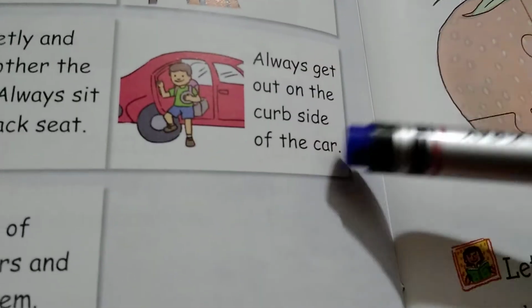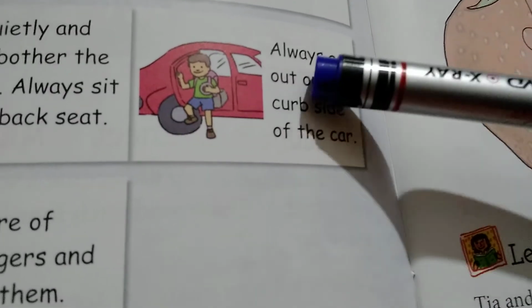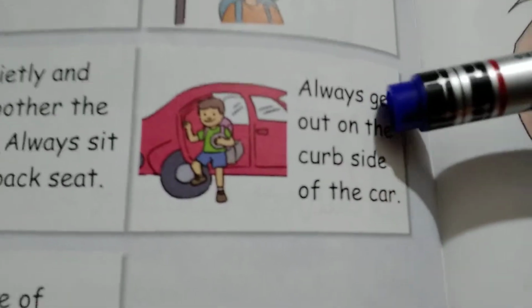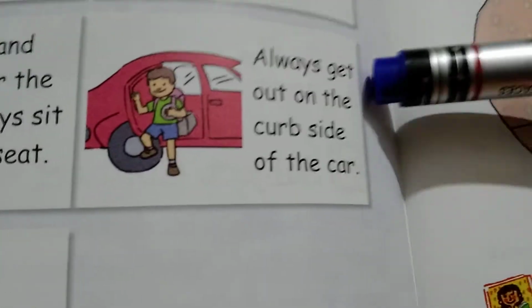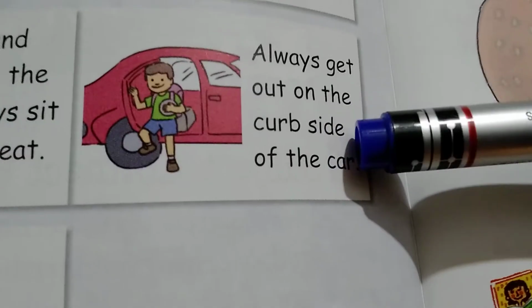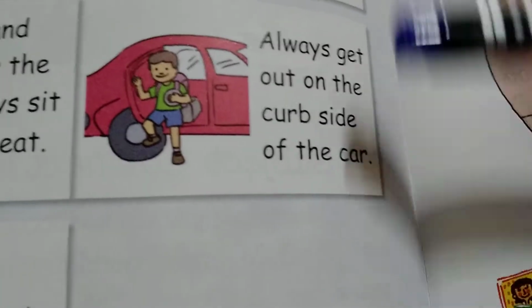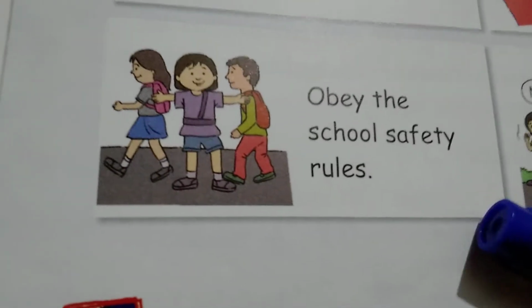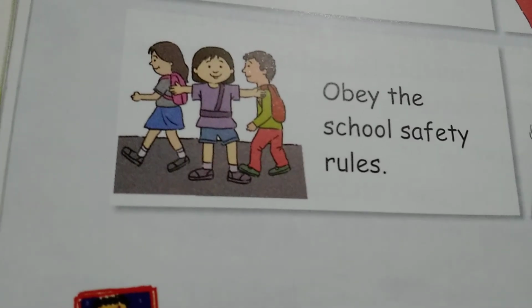Next, always get out on the curb side of the car. Okay, always get out on the curb side of the car. Actually, that means you must always get out on the footpath. Curb side means the pavement or footpath. So whenever you get out of the car. Okay, and next, obey the school safety rules. Always in your schools, you always obey the safety rules. Okay.